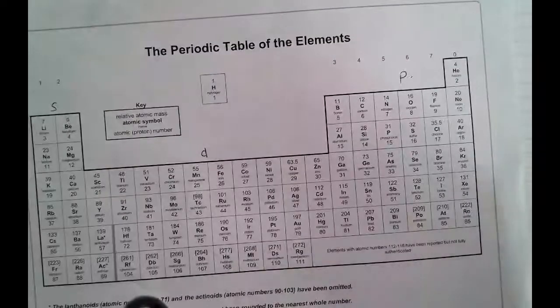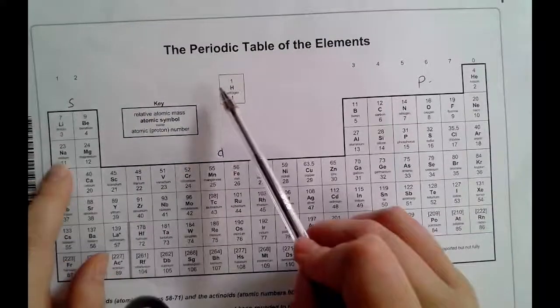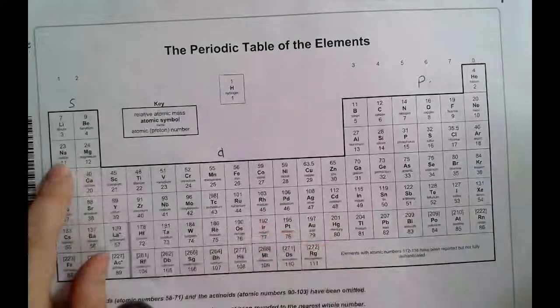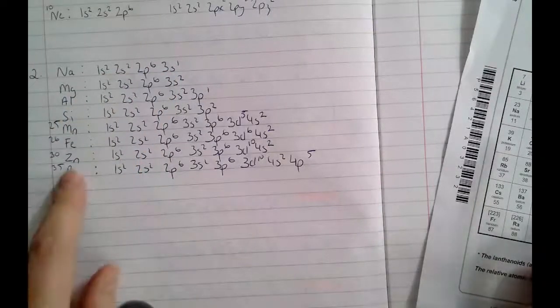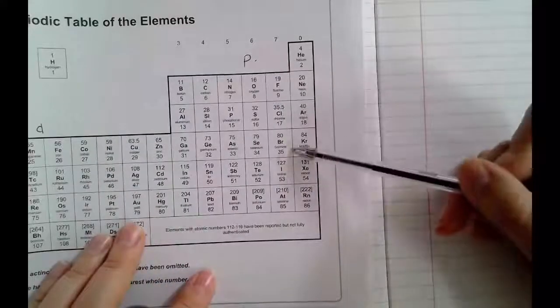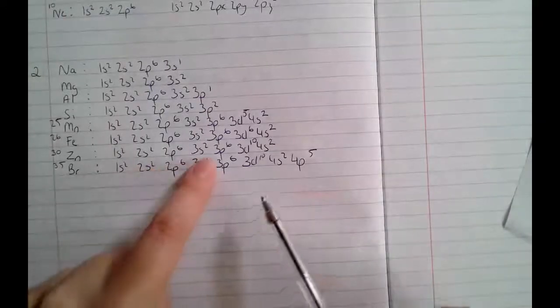Another quick check you can do is just by using the period that the element is in. So for example, sodium is in period 1, 2, 3. Therefore, it should have 3 different energy levels. It's got a 1, a 2, and a 3. So it does have 3 different energy levels. Bromine down here is in period 1, 2, 3, 4. Therefore, you should have 4 energy levels. I've got a 1, a 2, a 3, and a 4.